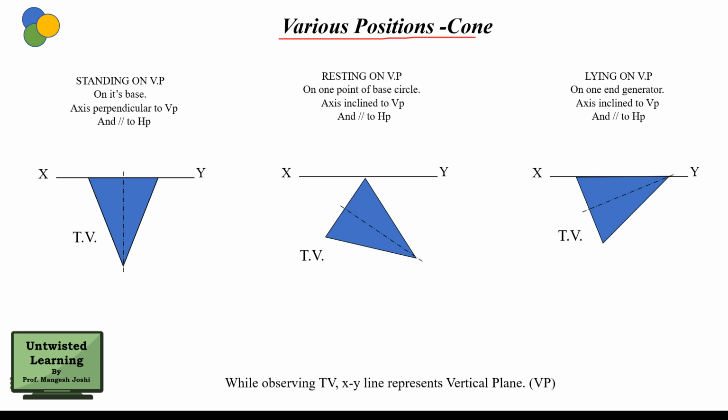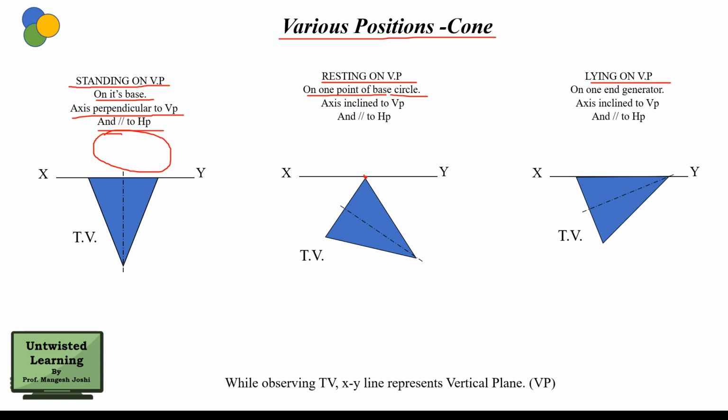Again, now various positions of a cone if it is assumed to be standing on the vertical plane. If a cone is standing on the vertical plane on its base, with axis perpendicular to VP and parallel to HP, then this would be its top view and you will get a circle in the front view. Now the second condition is resting on VP on one point of base circle, which is in the vertical plane. So you can see there is only one point over here, correct?